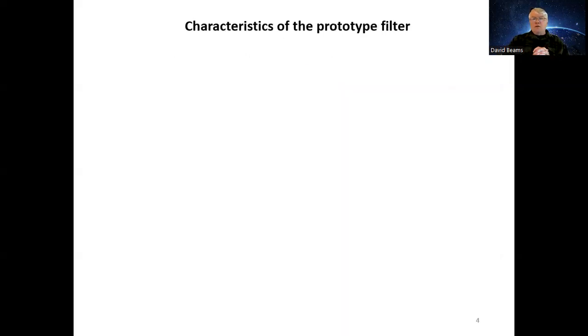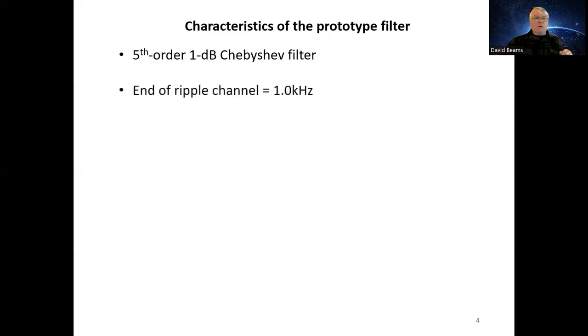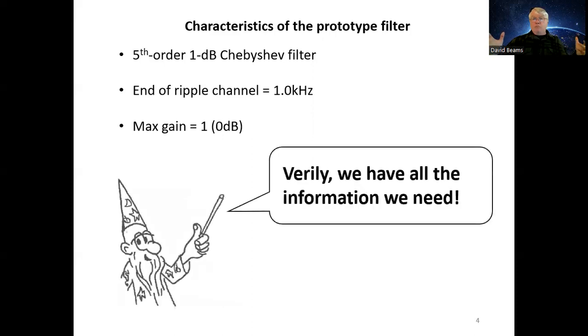So let's specify the prototype that we're going to design. Let's make it a 5th order, 1 decibel Chebyshev filter. So the gain ripple in the pass band should be 1 decibel. And when the gain finally drops by 1 decibel for the last time, that will be the end of the ripple channel. And let's put the end of the ripple channel at 1 kilohertz. Let's give it a maximum gain of 0 decibels, or unity. And this is really all the specification we need to design the filter.